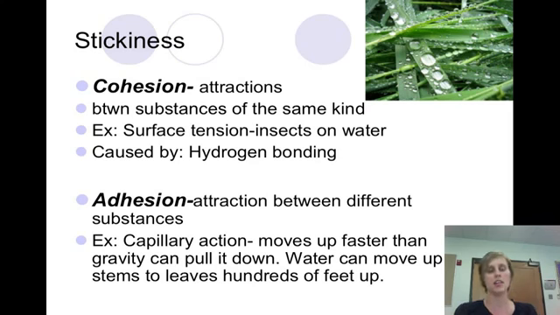In nature, adhesion is important because plants need water to photosynthesize. Photosynthesis occurs in the leaves of the plants, but they get their water from their roots. So the water has to be able to move up through the plant's stems all the way to the leaves faster than gravity can pull it down. And they can do that because of adhesion and cohesion.